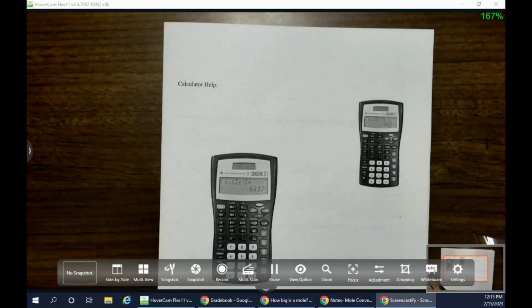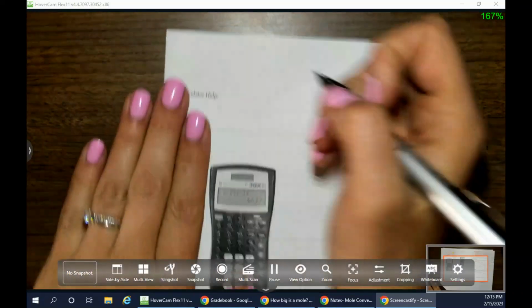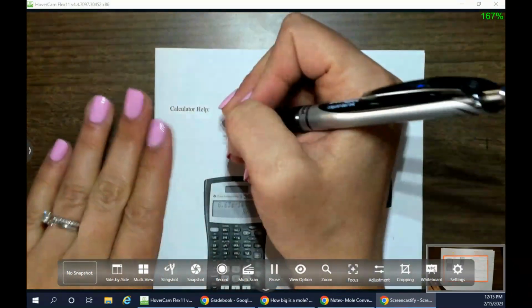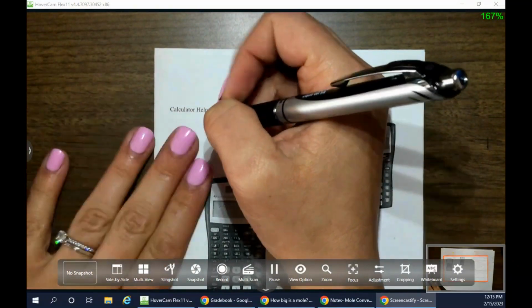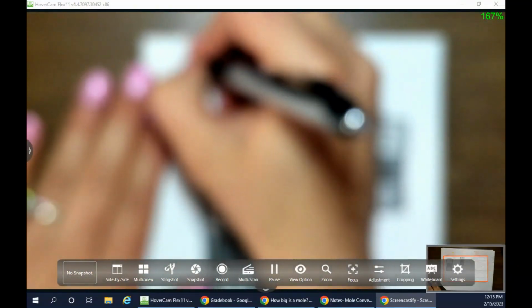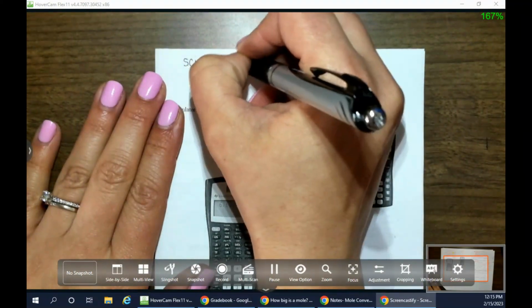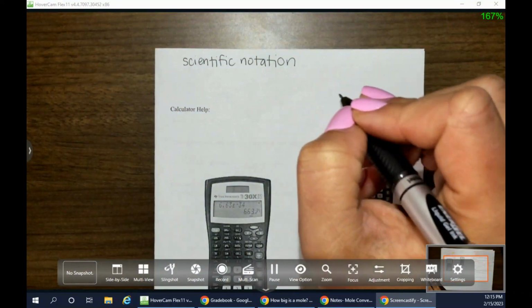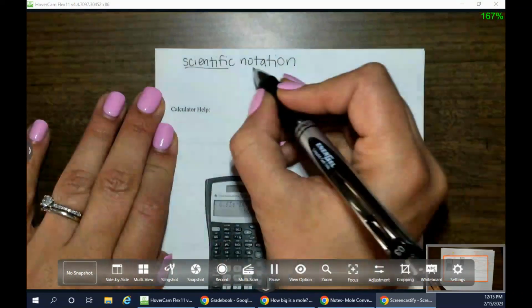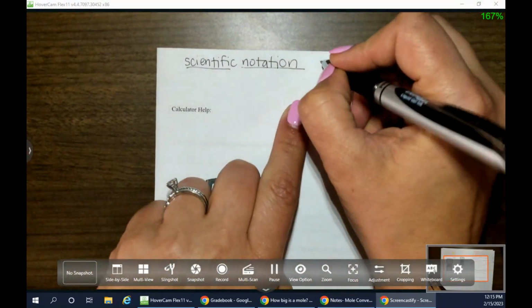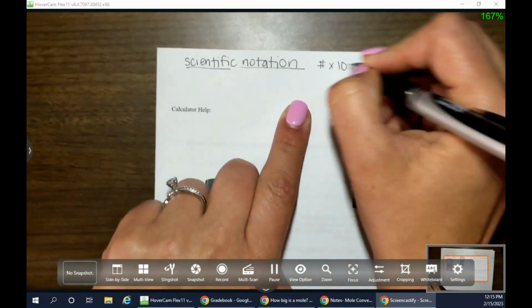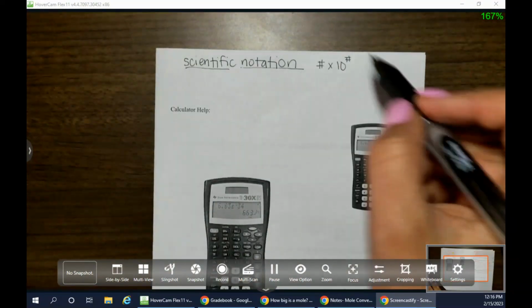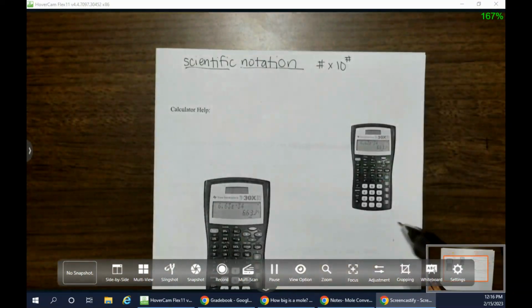Okay, so to start us off, we have calculator help. What we're going to write at the top of this is just to remind ourselves, when we look at this, that Avogadro's number is written in scientific notation. So just go ahead and write up at the top, scientific notation. Scientific notation is just when you have a number times 10 to another number. Anytime that you see it written this way, that's in scientific notation.